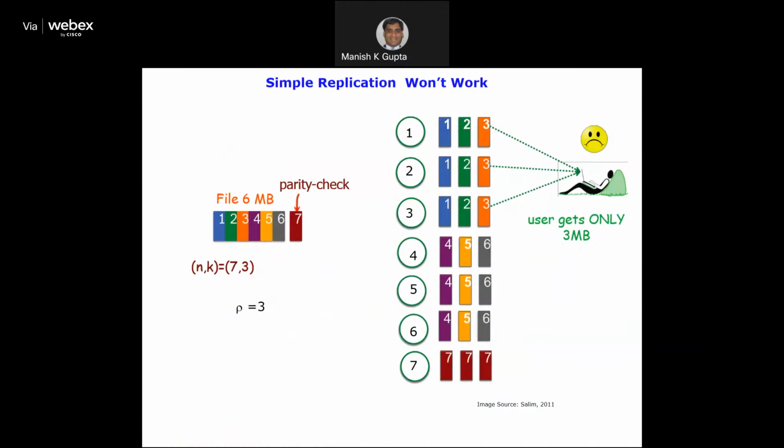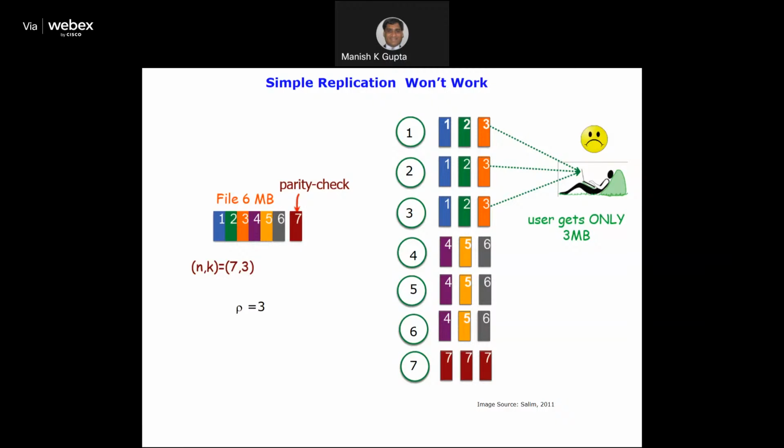The question is, how do we construct this? Basically, if you do simple replication, suppose 1, 2, 3, 1, 2, 3, 1, 2, 3, 4, 5, 6, 4, 5, 7, 7, 7, is it going to work? No, because if the user contacts any 3 nodes, you may get only 3 packets, 1, 2, 3, not everything. So there is a problem. You require a smart replication.